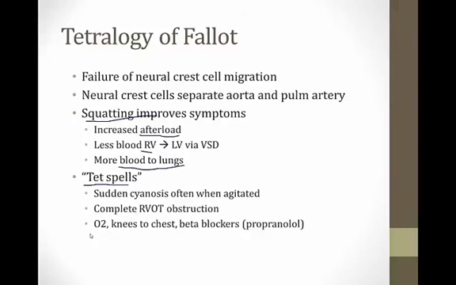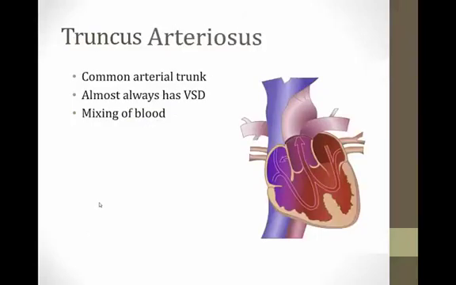These spells are treated by giving the child oxygen, putting their knees to their chest, again to kink the femoral artery so that more blood goes to the lungs. And they're sometimes administered non-selective beta blockers like propranolol, which relax the RVOT and let more blood flow go to the lungs. Next condition we'll talk about is truncus arteriosus.